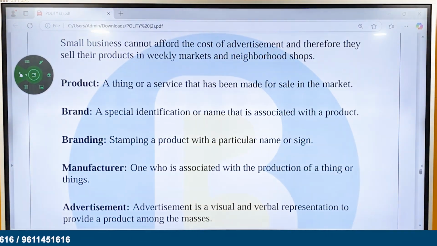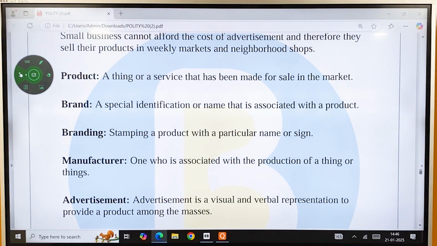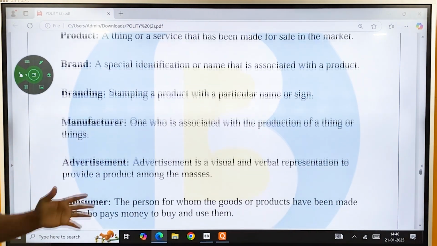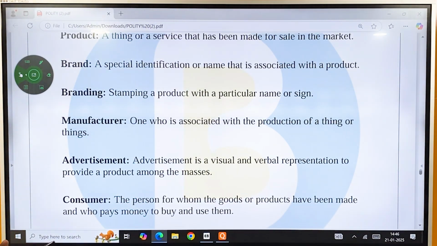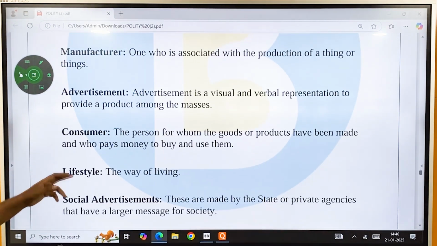A brand is a special identification or name that is associated with the product. Branding is the stamping of a product with a particular name or sign. The one who is associated with the production of a thing is called a manufacturer. Advertisement is a visual or verbal representation to promote a product among the masses.